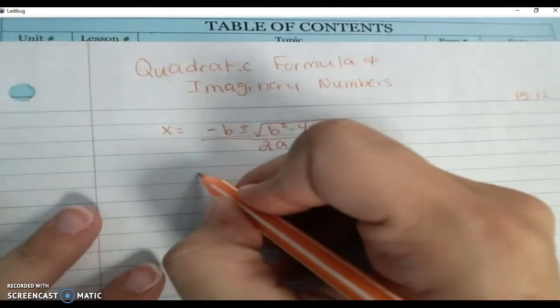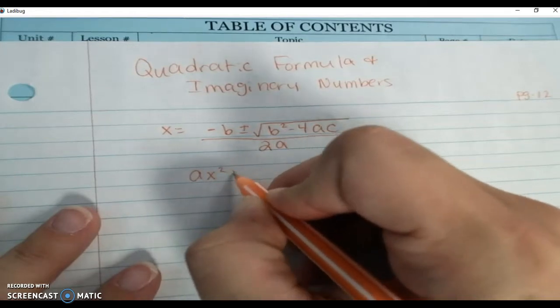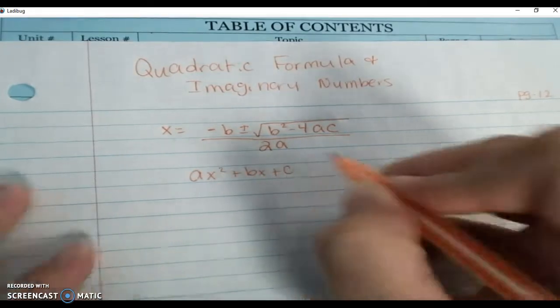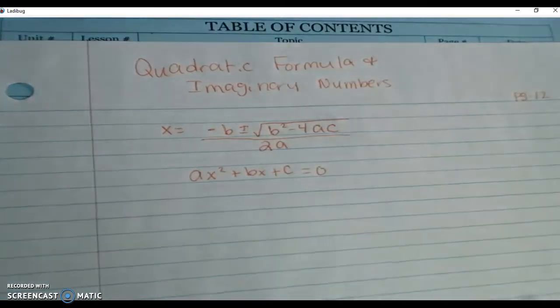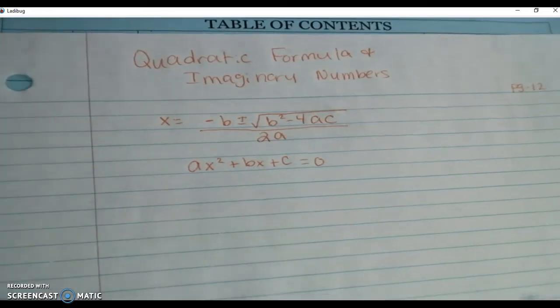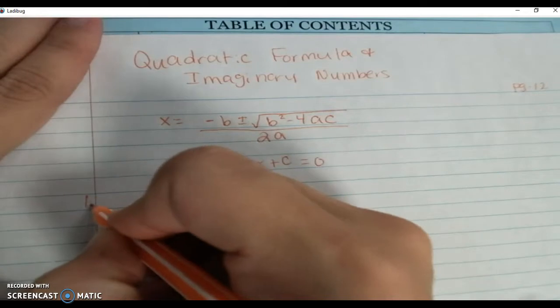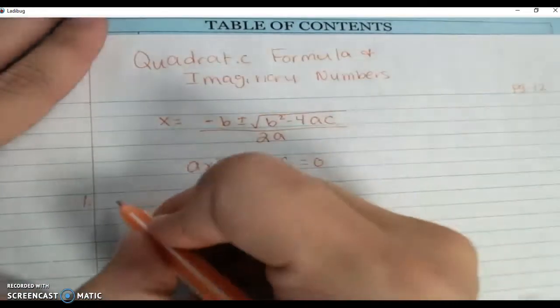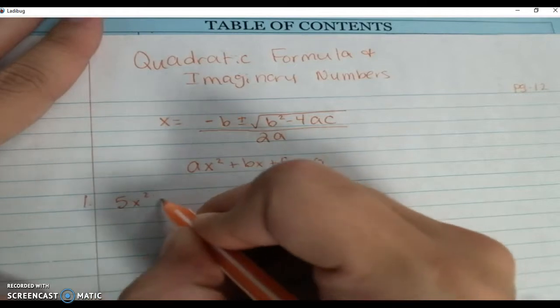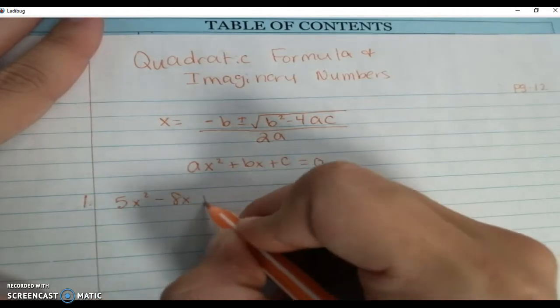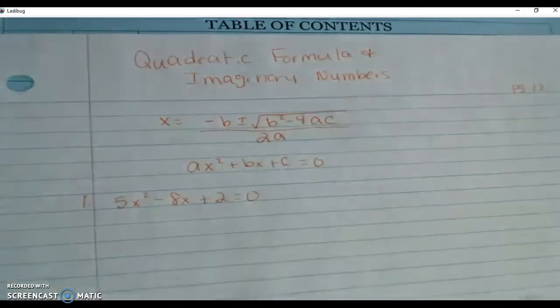So remember, you want to be in standard form: ax squared plus bx plus c equals 0. So if it doesn't equal 0, that's your first step. Move everything over to where it equals 0. So let's do one like regular. So let's say we have 5x squared minus 8x plus 2 equals 0.